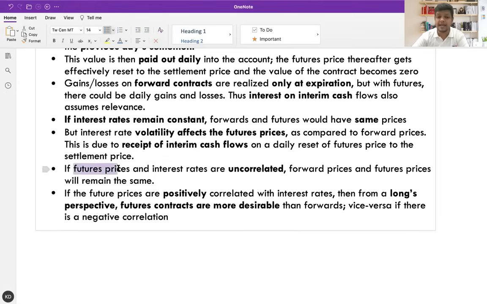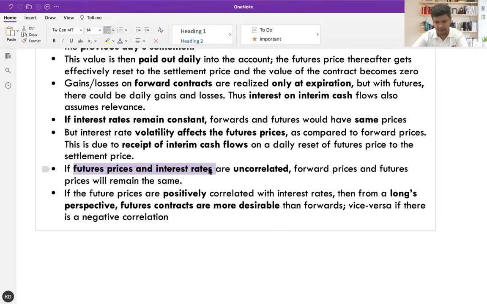If the futures prices and the interest rates are uncorrelated, meaning there's no relation between the prices of the futures contract and the interest rate, can I say that prices are not affected by interest rates? Then the outcome for futures and forward will be the same. Are you getting me? So if the futures prices and interest rates are uncorrelated, the forward and the futures price will remain the same. But if the futures prices are vulnerable to the interest rates, then the forwards may not change, but the futures will change.